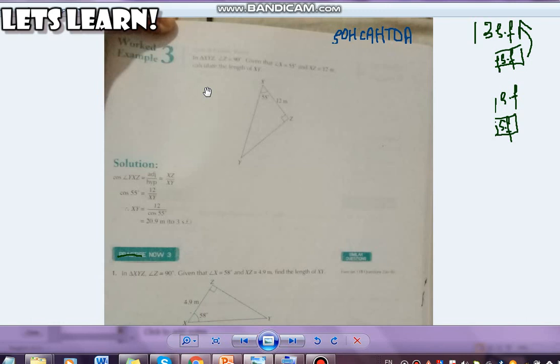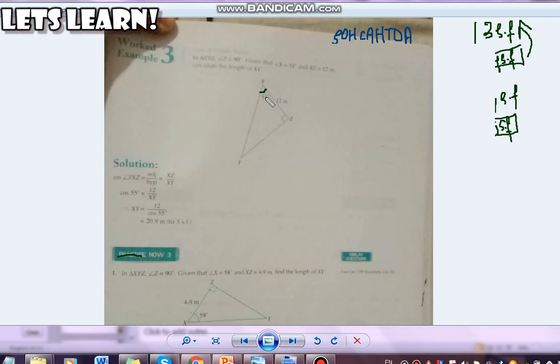So here I just told you guys we have to focus on three things. First is my acute angle. So here is my acute angle, that's 55 degrees, and then the side given to me, that's XZ, 12 meters. Then the side which I need to find out is XY. So I will consider my acute angle and label the other sides of my right angle triangle.